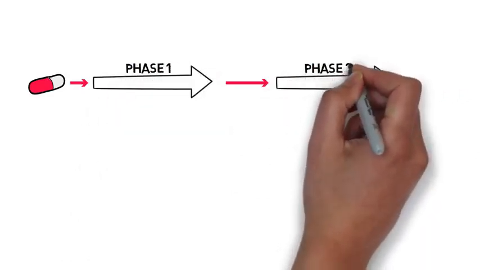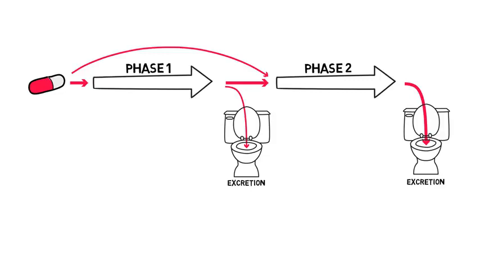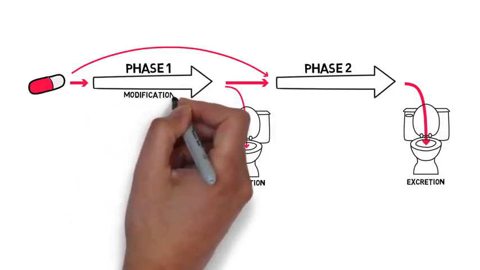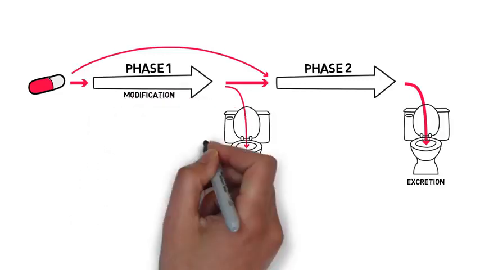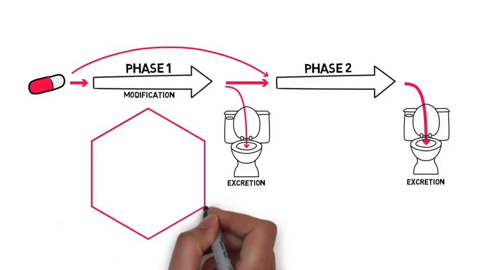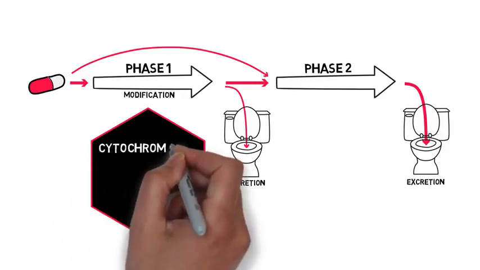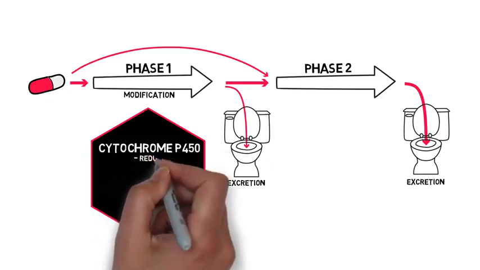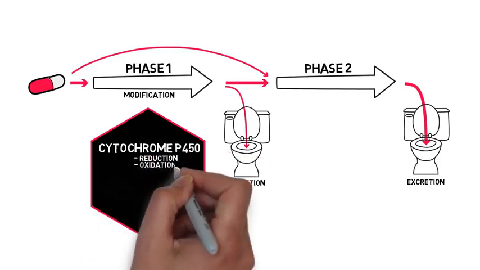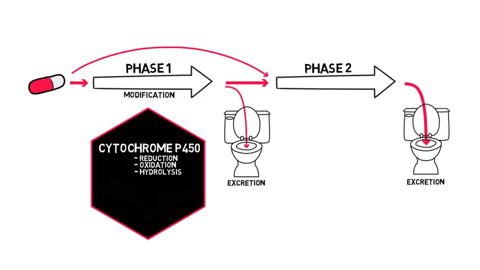Metabolism happens in two phases, though some drugs only use phase 2. Phase 1 is the modification phase, and it's governed by cytochrome P450. This is a group of metabolic enzymes that break down xenobiotic compounds like drugs through reduction, oxidation, or hydrolysis. It's responsible for 75% of all metabolism.